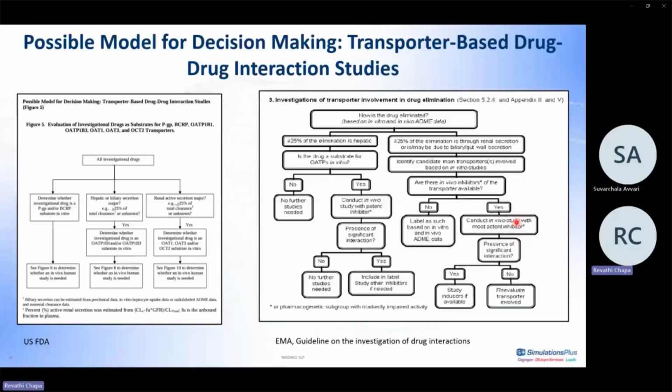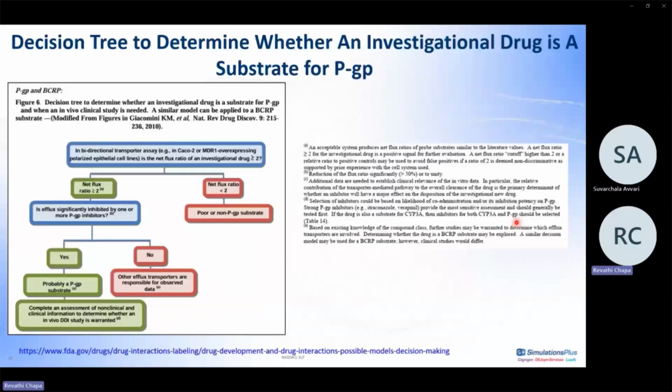So this is a guideline for a sponsor to navigate through to get an understanding of the DMPK of the compound. So again, FDA provides a detailed decision tree when an investigational drug is a substrate for PGP or BCRP. For example, when we do in vitro bidirectional transport assays, say using Caco-2 cells or MDR1 overexpressing cells.